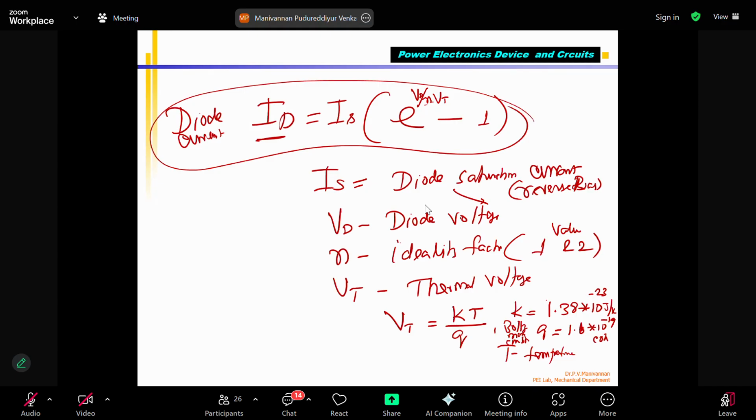Okay, I stop here. Next class, Monday, we'll start with the diode as a rectifier. Correct? Half-wave rectifier, full-wave rectifier, bridge rectifier, three-phase rectifiers. How to calculate voltage, current, rectified output, all those things. We'll see for the next two classes.